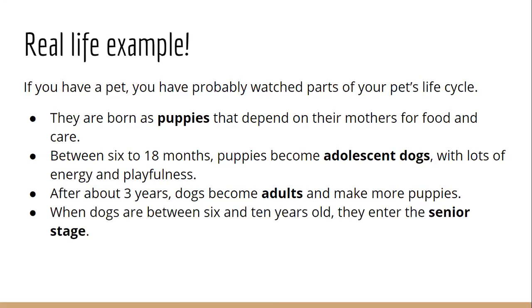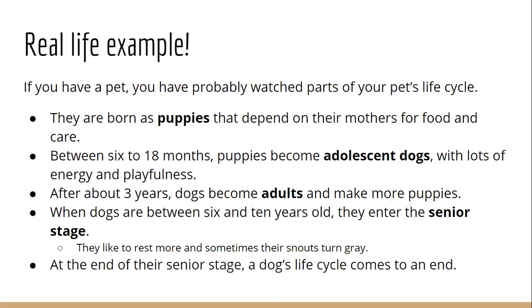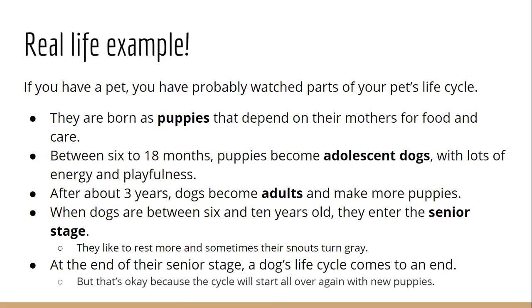When dogs are between 6 and 10 years old, they enter the senior stage. They like to rest more, and sometimes their snouts turn gray, so they're getting older. At the end of their senior stage, a dog's life cycle comes to an end. But that's okay because the cycle will start all over again with the new puppies that they had. So the cycle continues with the new puppies that they had as an adult.